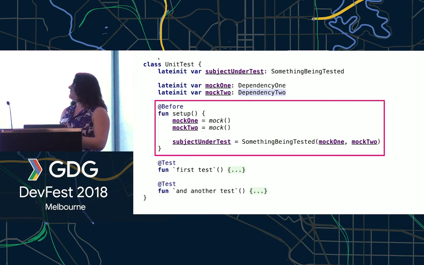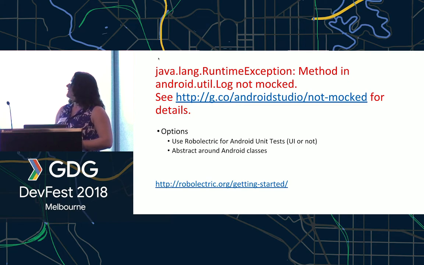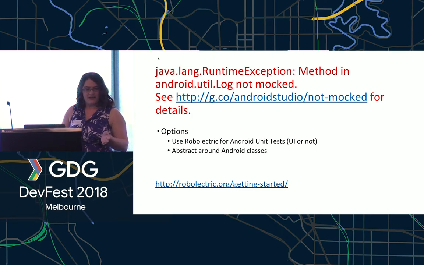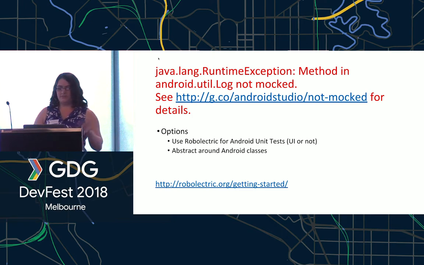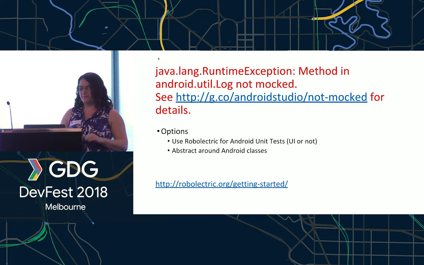You can use Mockito annotations to do this as well. I prefer this syntax, but that's up to you. The important thing is to use lateinit. Even if you're doing this, you're going to get some errors when you start writing Android tests for the first time. The first error you'll probably run into is "Android class blah, blah, blah has not been mocked." You know, your fragment's not mocked or your log is not mocked.